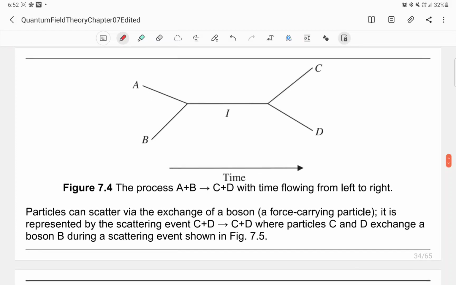So here in this figure, you have A and B interacting, it produces a particle I, and then I decays into C and D. But in this case, your time is flowing from left to right, unlike the first one where your time flows from bottom to top.